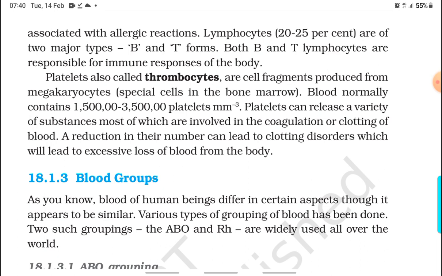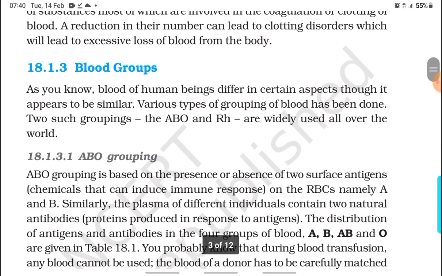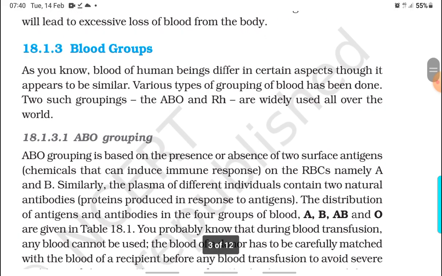Blood normally contains 1,50,000 to 3,50,000 platelets per cubic millimeter. Platelets can release a variety of substances, most of which are involved in the coagulation or clotting of the blood. A reduction in their number can lead to clotting disorders, which will lead to excess loss of blood from the body.